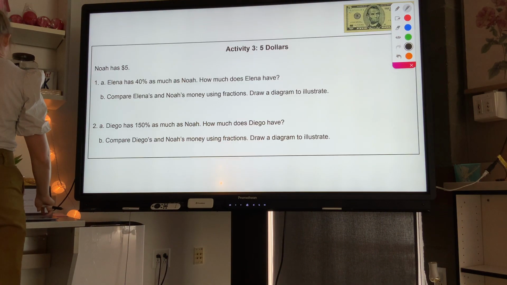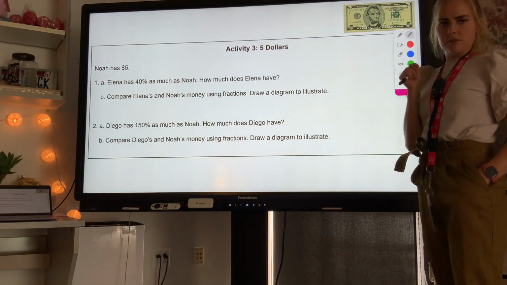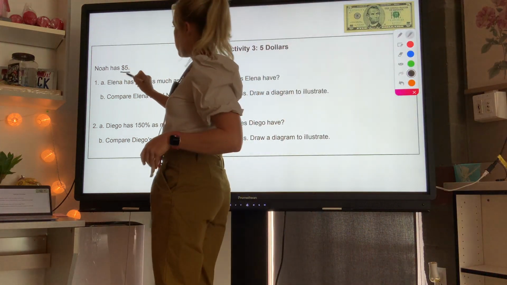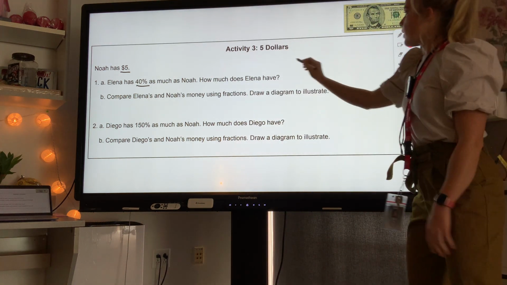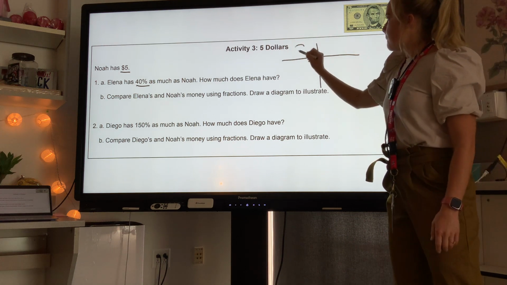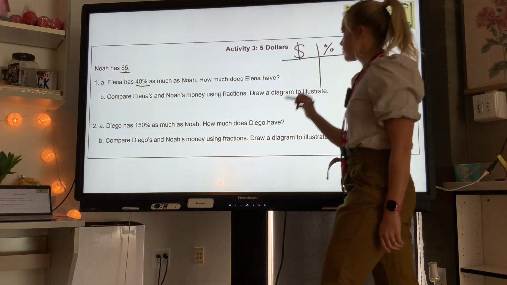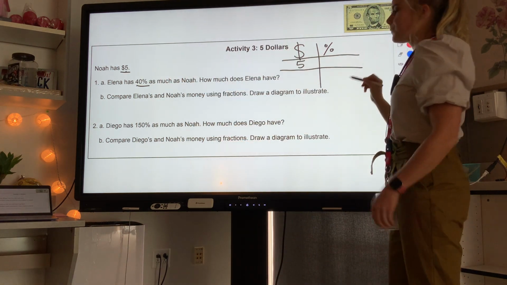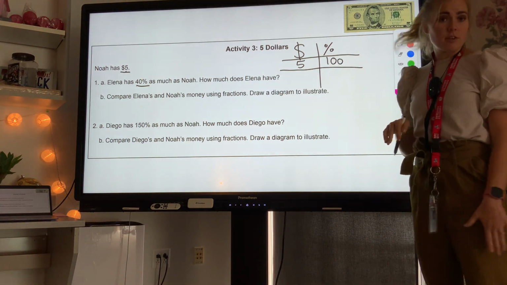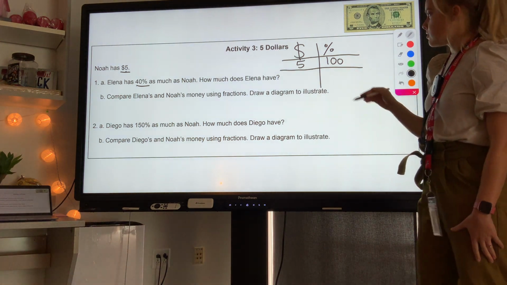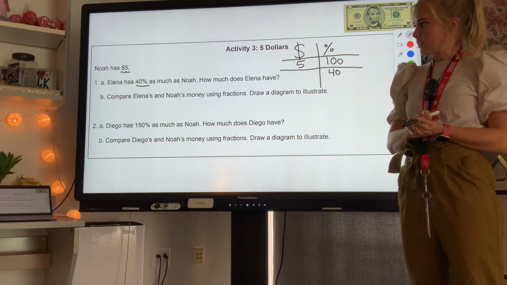Okay, activity number three, $5. We got a $5 bill. Look at, there's an image right here if we forget. Noah has $5. Elena has 40% as much as Noah. How much does Elena have? So I'm gonna do a table. Tables are our friends. We've got money and we've got percents. Okay, so if I say Noah has $5, $5 is all of Noah's money. So $5 is 100% of his money. He's not very rich, but he has something. Okay, and we're trying to see what is 40% of Noah's money? Because that's how much Elena has.